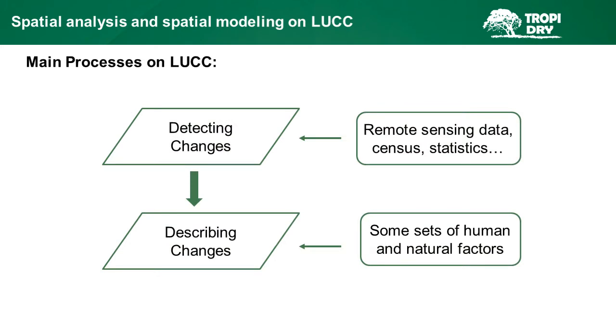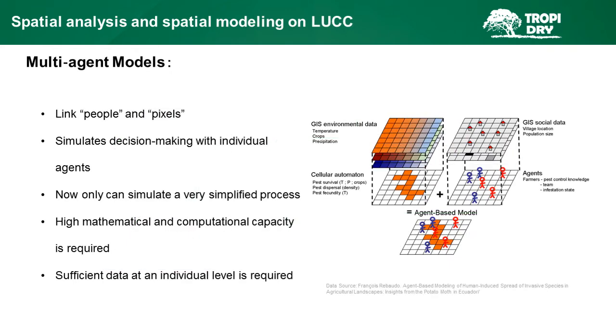There are two main sorts of solving land use and land cover change problems. One is detecting land cover changes by remote sensing data, sensors, statistic data, and so on. The other one is describing the changes using some set of human and natural factors. Next, I want to introduce four models in the field of land use and land cover change. The first one is multi-agent model. It is an agent-based model.